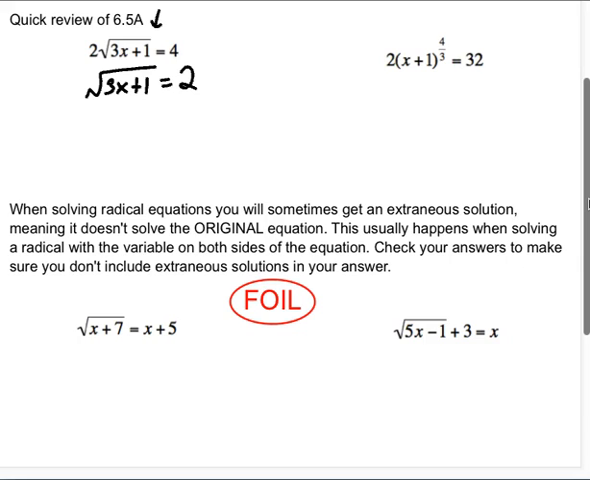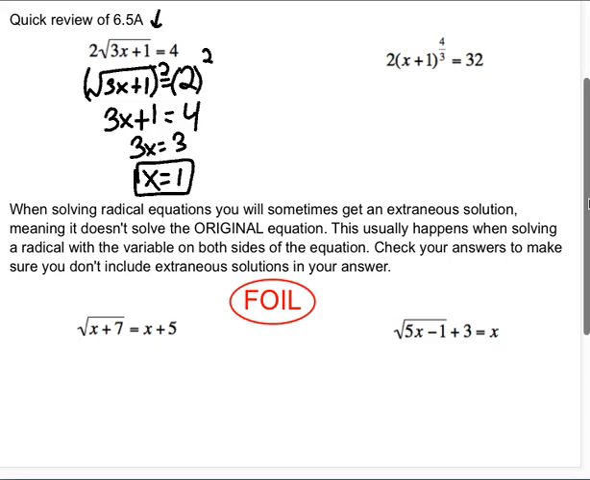Now that it's isolated, to undo a square root, I need to square both sides. Squaring will undo the square root, and then 2 squared we know is just the number 4. Well, now we just have to finish solving from there. Okay, I have something linear, so I know I can subtract 1 from both sides. And to divide by 3, divide by 3. I got my answer, x equals 1.